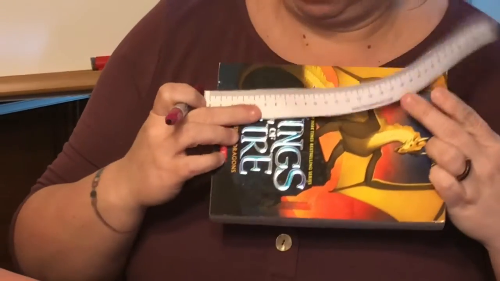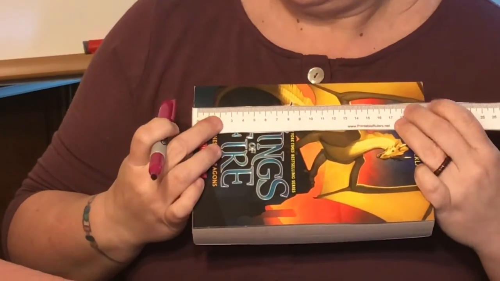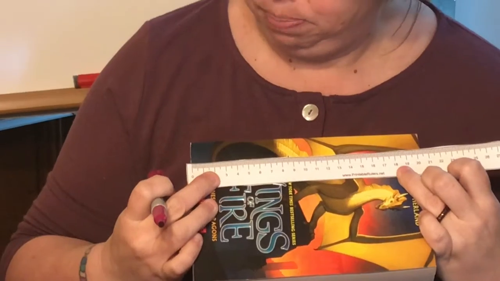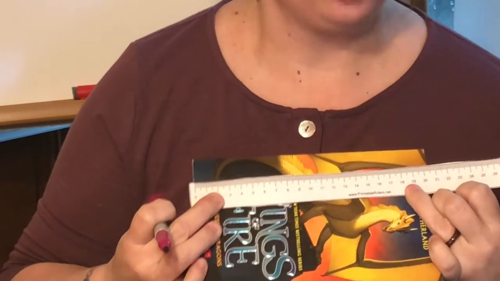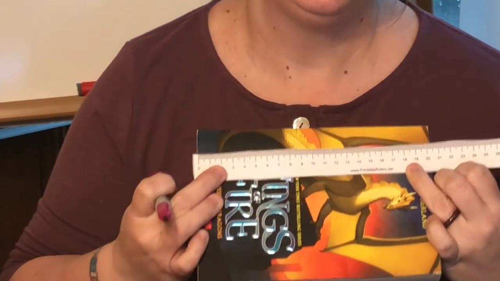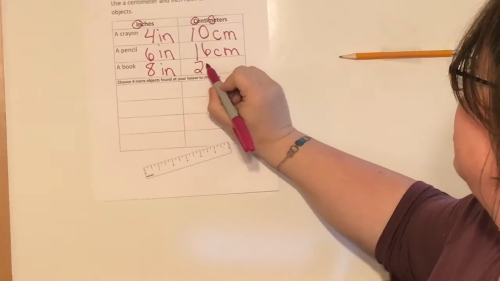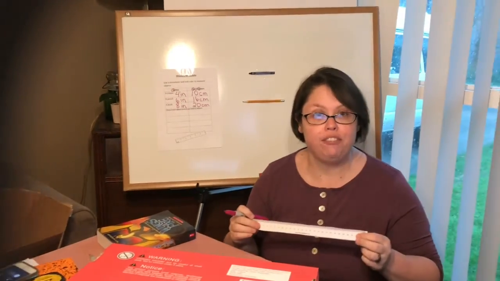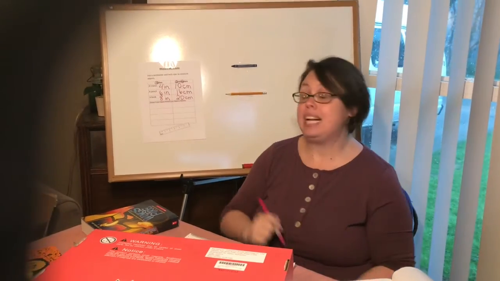All right, let's have a look at centimeters. All right, so we're starting again here on 0. And we're going all the way across, and this book is right at 20 centimeters. 20. So let's go ahead and write in 20 and our unit of measurement. All right, so we've measured 3 different items, the 3 that it asked us to measure.